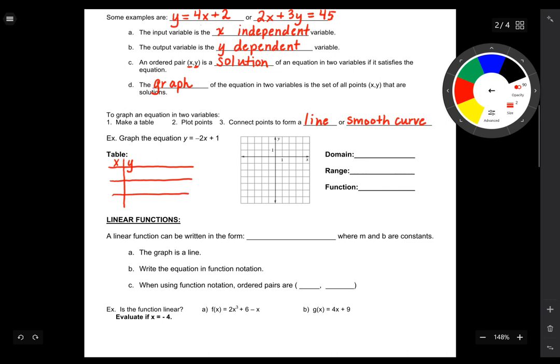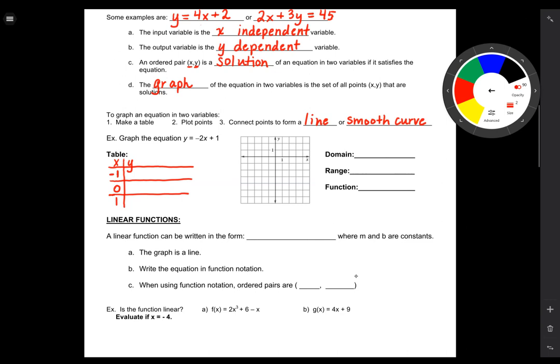We want to do at least 3 points here. It takes 2 points to make a line, but if you make a mistake, you want to be dependent on the third one. You want to try and pick positive and negative numbers. Pick the smallest ones you possibly can, and only do fraction values if you need to. So I picked the basic easy numbers, -1, 0, and 1.